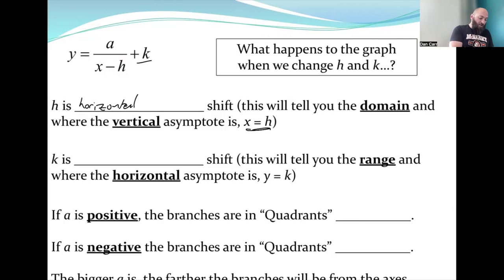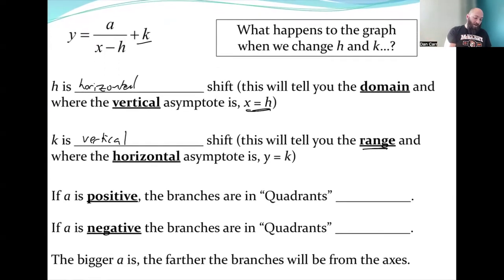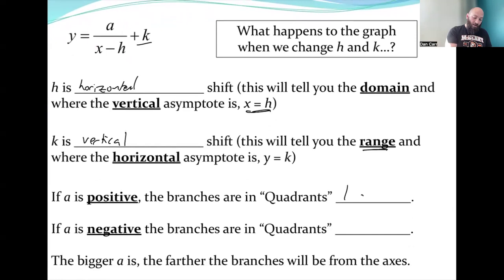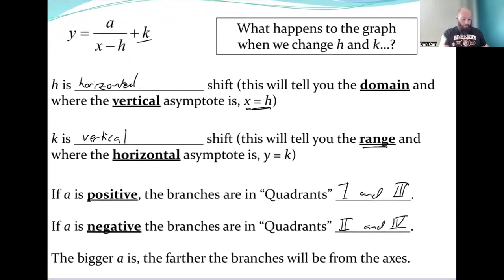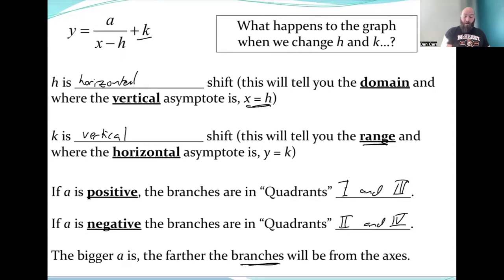The k value here is going to cause a vertical shift. Again, this is going to affect the range, and it's going to help tell us a horizontal asymptote. So it moves the whole thing up and down. If a is positive, the branches are in quadrants 1 and 3. But if a is negative, our branches are in quadrants 2 and 4. The bigger a is, the farther the branches will be from the axes. They kind of stretch out more that way.